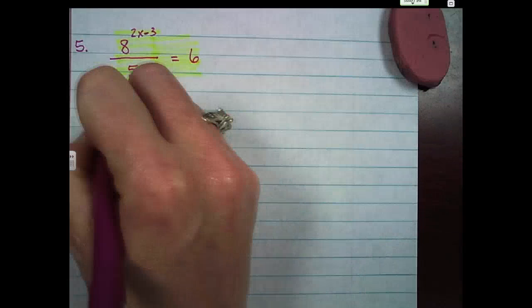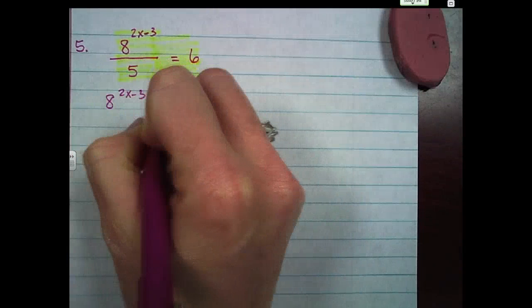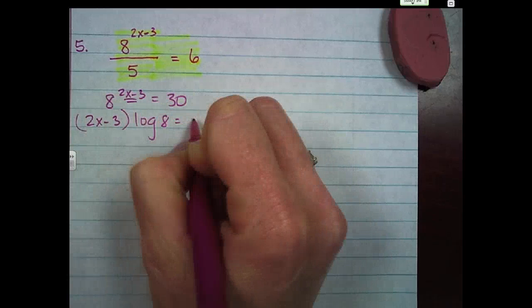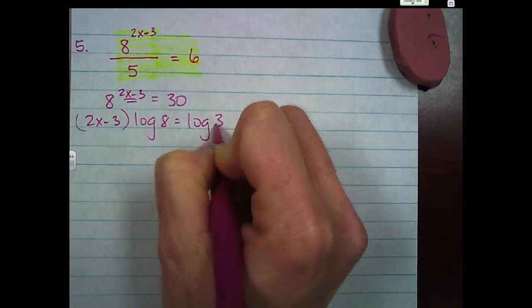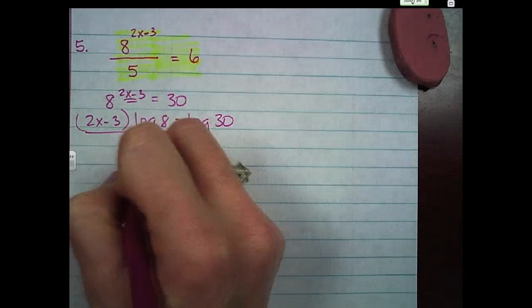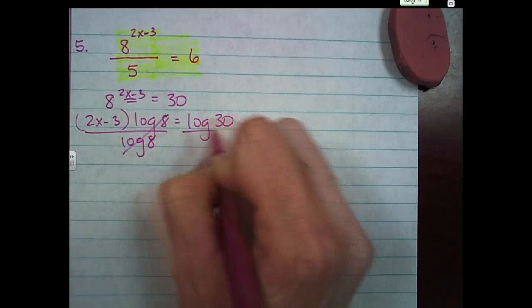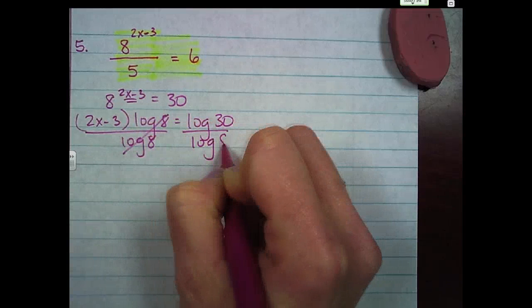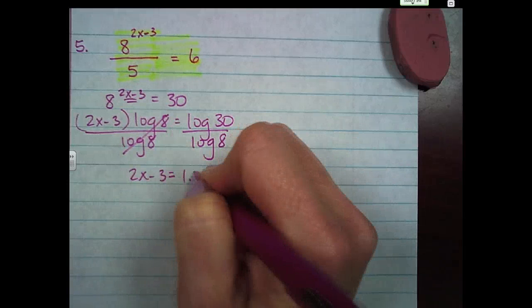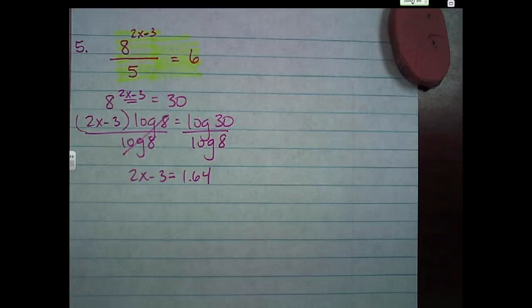So now you're at 8 to the 2x minus 3 equals 30. To move the exponent down, you log both sides, and it's going to push this in front. So you have 2x minus 3, log of 8 equals log of 30. Now to solve, you're going to divide both sides by log 8. And you have 2x minus 3 equals 1.64. So when you add 3 and divide by 2, you get 2.32.